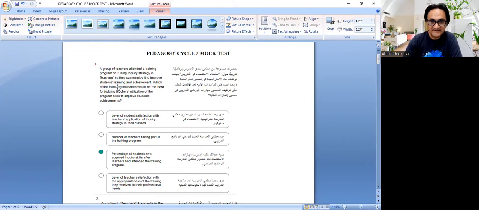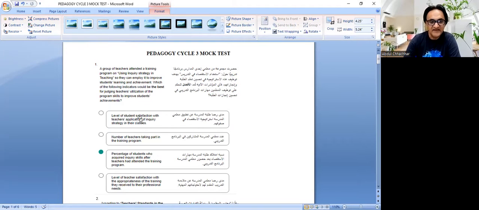So what does the question say? A group of teachers attend a training program on using an inquiry strategy in teaching so they can employ it to improve students' learning and achievement. Which of the following indicators would be the best for judging teachers' utilization, applying the program skills to improve students' achievement?